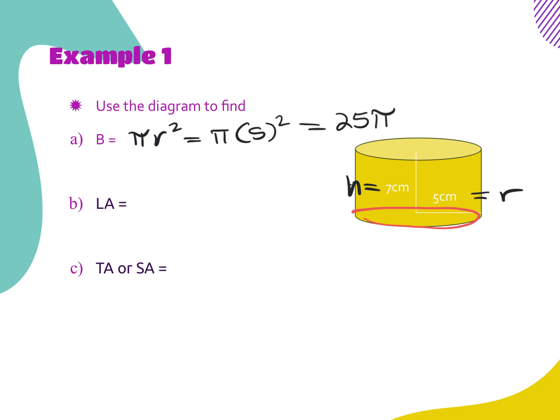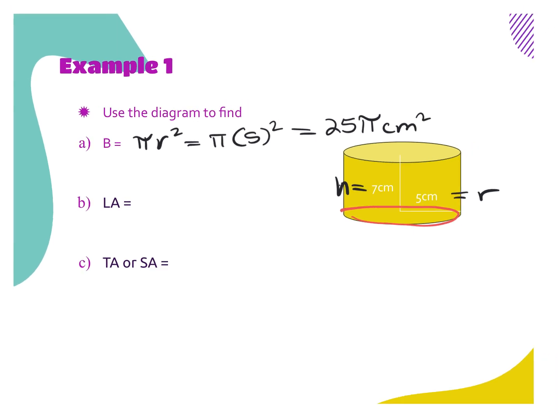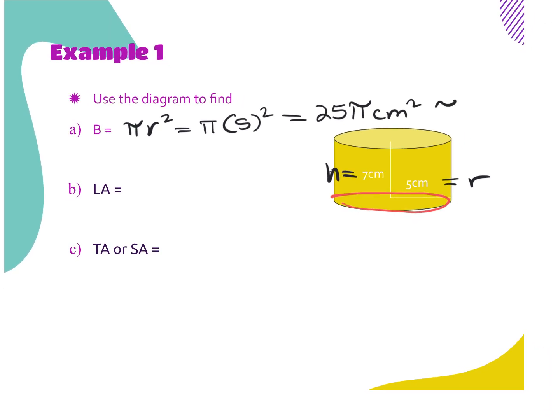So if it says leave in terms of pi, this would have been your answer, and this would have been centimeters squared. But if it says using your calculator and using the pi button, rounded to the hundredths place, 78.54 centimeters squared.